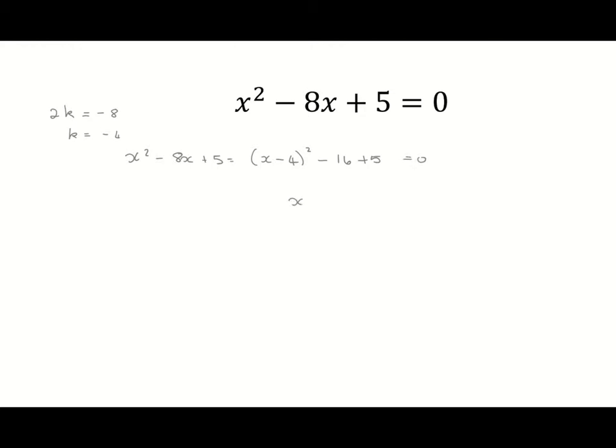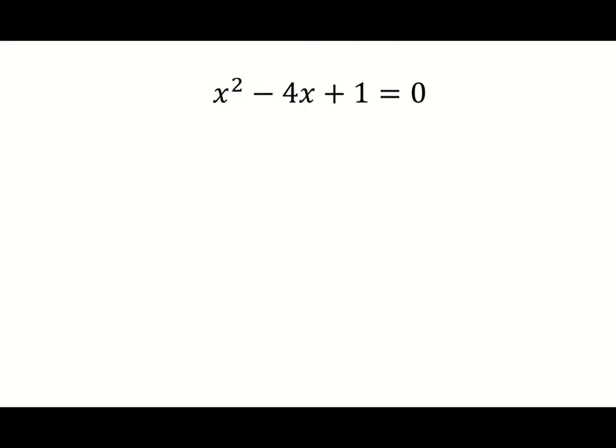So now we've got x minus 4 squared minus 11 equals 0. Now it's easy. Shift the 11, square root each side, and x equals 4 plus or minus root 11.